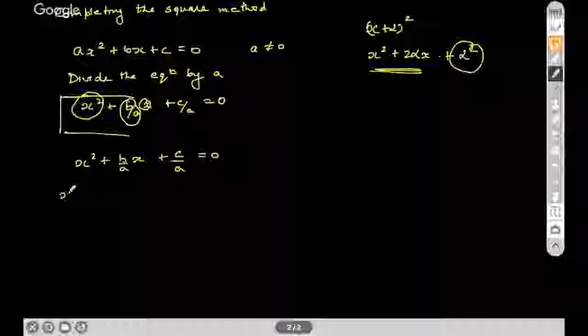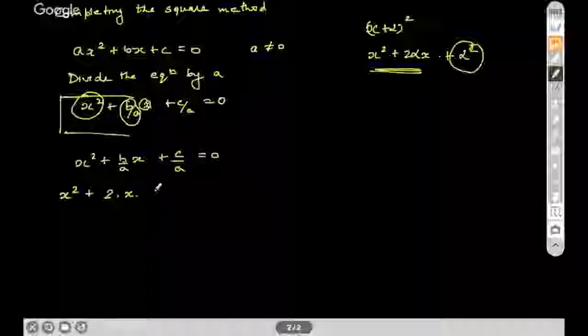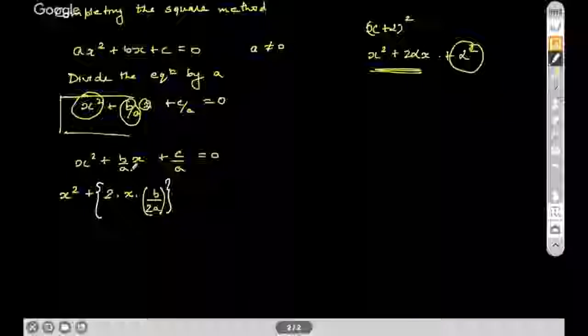So I'm saying it is x square plus b upon a x plus c upon a equals 0. Since I need a factor of 2 here, what we can do is multiply and divide this term by 2. So I can write this as 2 into x into b upon 2a, right? This whole term is nothing but b by a x, but I have just manipulated it to write it like that. This gives a sense of x square plus 2ab kind of thing, where this is b, so I can very well write b by 2a whole square, isn't it?